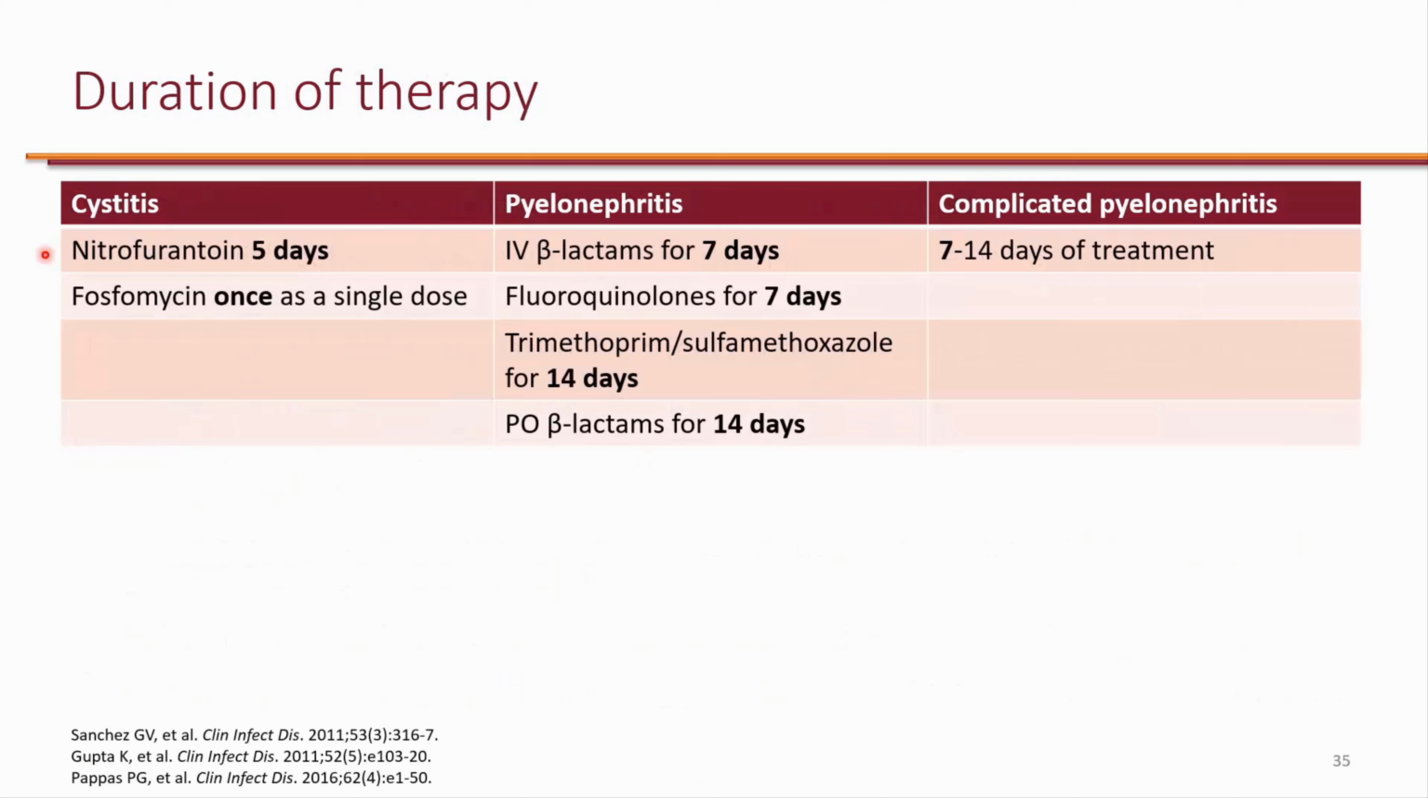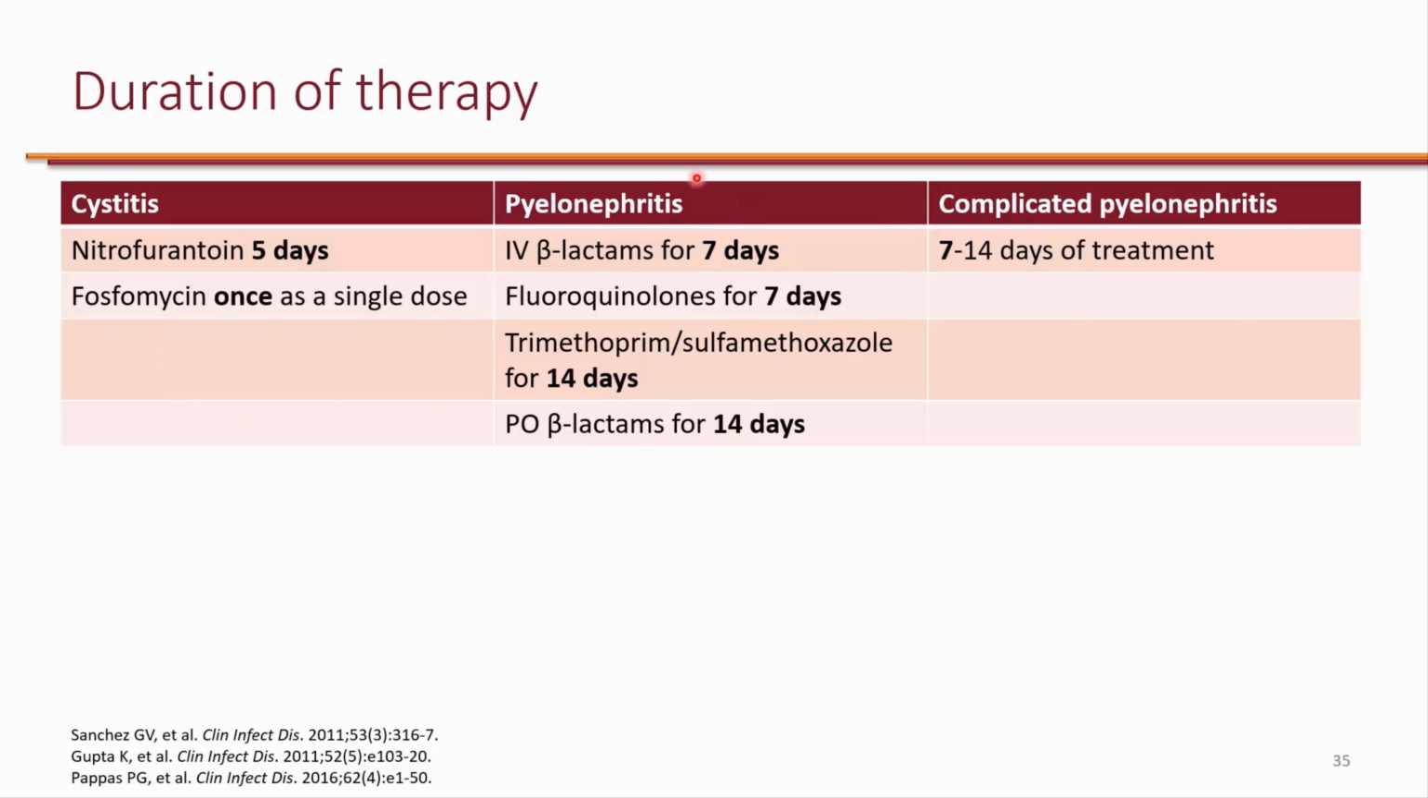The majority of cases of uncomplicated UTIs are cystitis, so with nitrofurantoin, 5 days of treatment is adequate. With fosfomycin, the total duration of therapy is just a single dose. Now, these are in most cases. For example, if someone has an ESBL UTI, a single dose of fosfomycin may not be adequate.